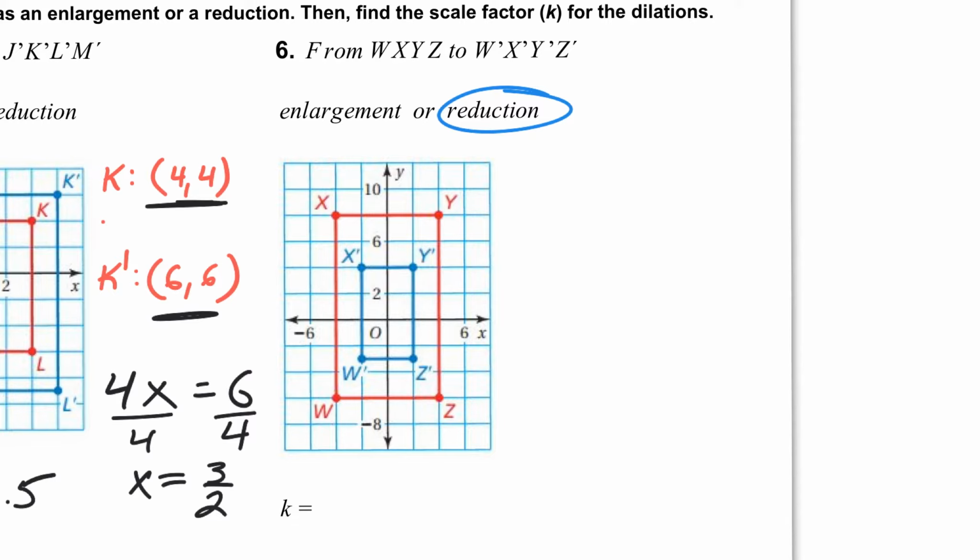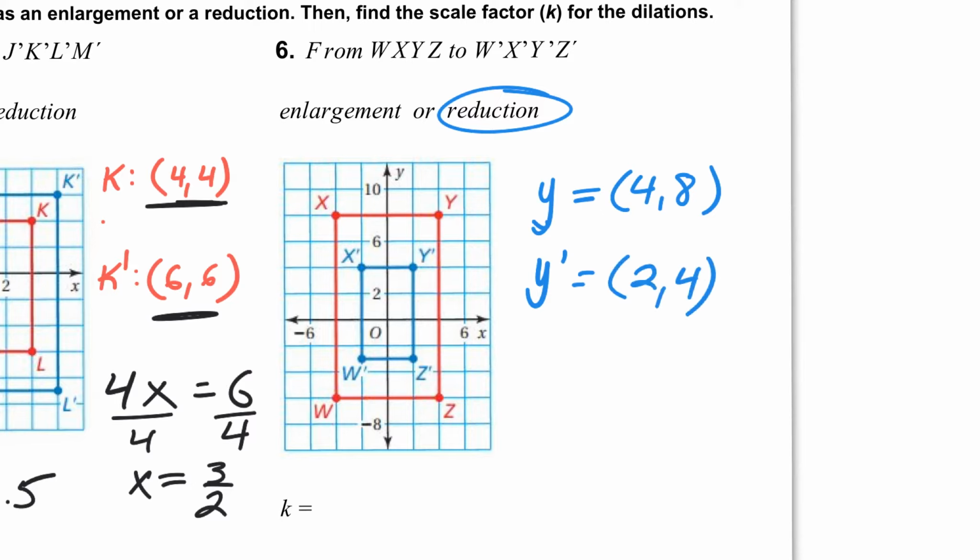We can pick any one of the points. I just like picking the point in the first coordinate if there is one, because I think it makes life a little bit easier. So the coordinates for Y are 4, 8. And the coordinates for Y prime are 2, 4. To find the scale factor, we have to figure out how we get from the coordinates of Y. How do we get from 4 to 2? What do we multiply by to get from 4 to 2?